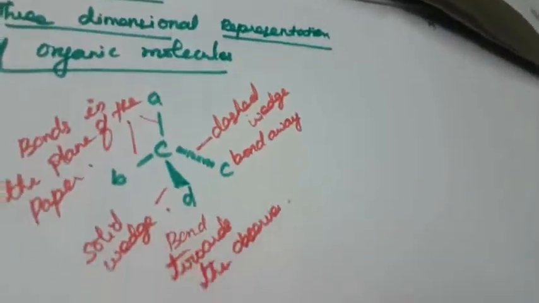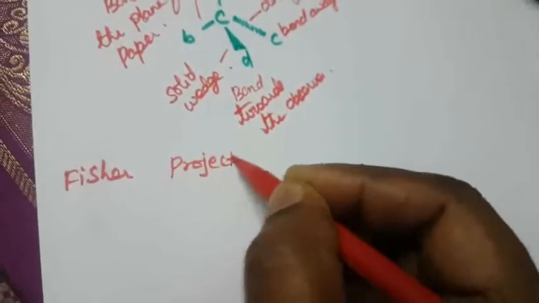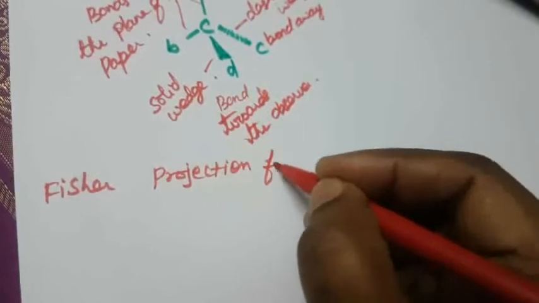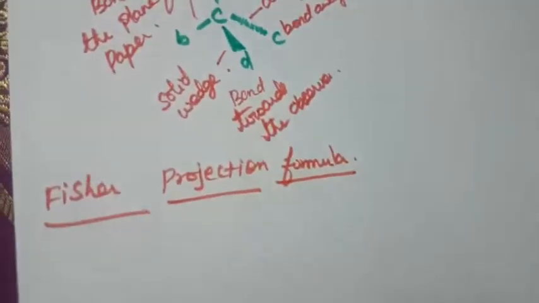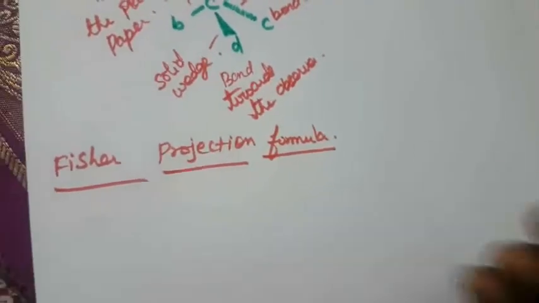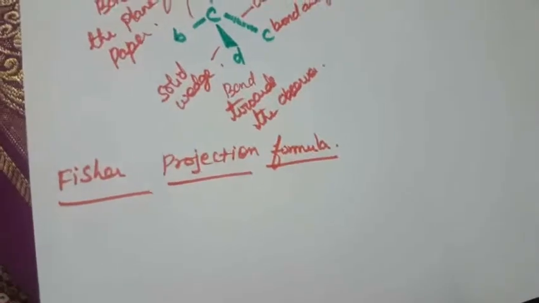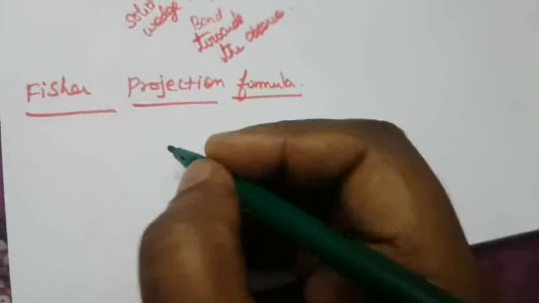Okay, so next one is what is meant by the Fischer projection formula. What is meant by the Fischer projection formula? It is the representation of the three-dimensional structure in a two-dimensional view. In this method, there is a chiral carbon. What is meant by chiral carbon? Here I am writing one example.